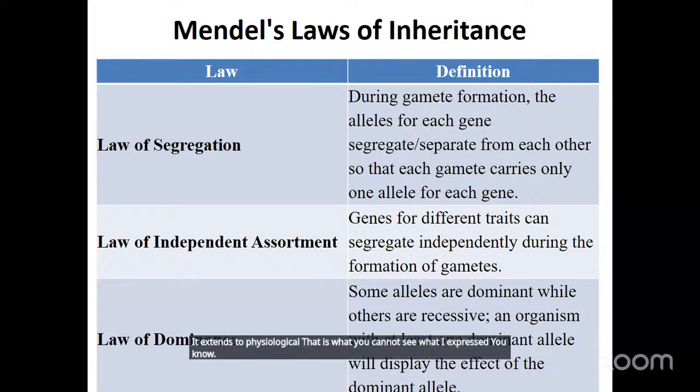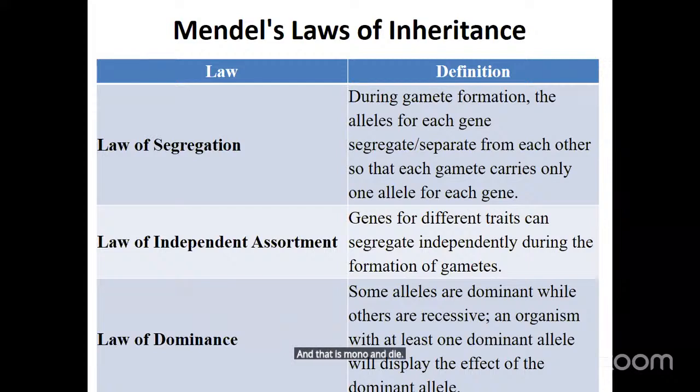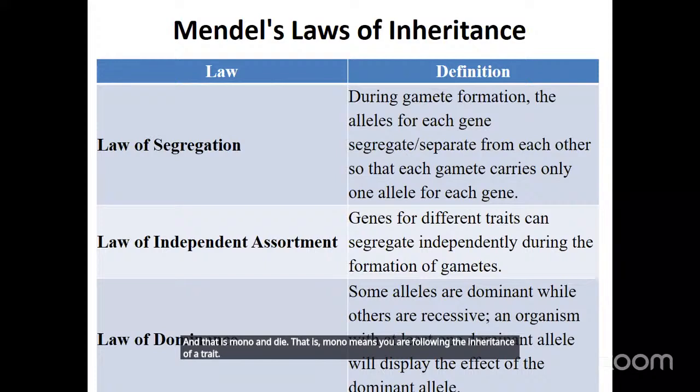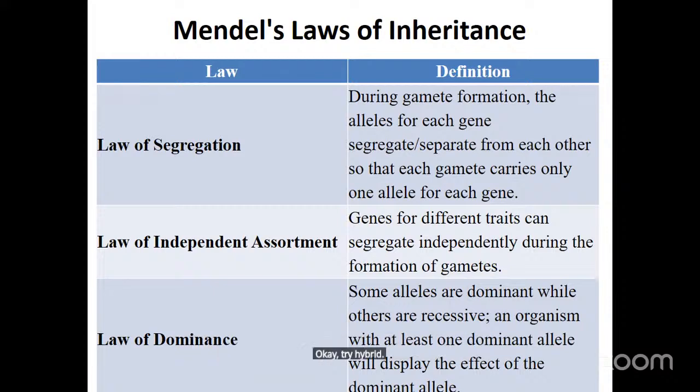So that is mono and di. Mono means you are following the inheritance of one trait. Di means you are following the inheritance of two. It can equally be tri, trihybrid, quadrihybrid. But when you start following that, it will become so cumbersome.